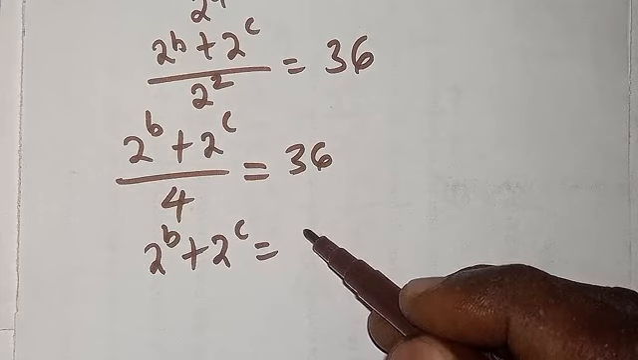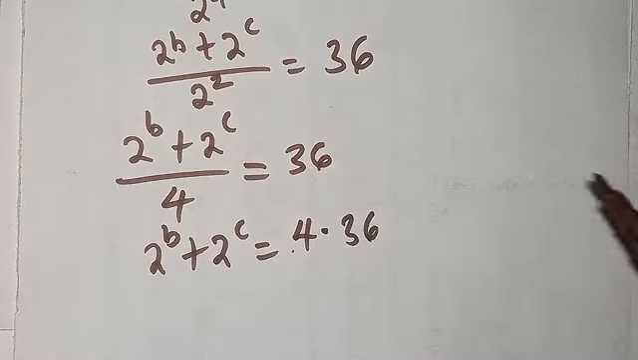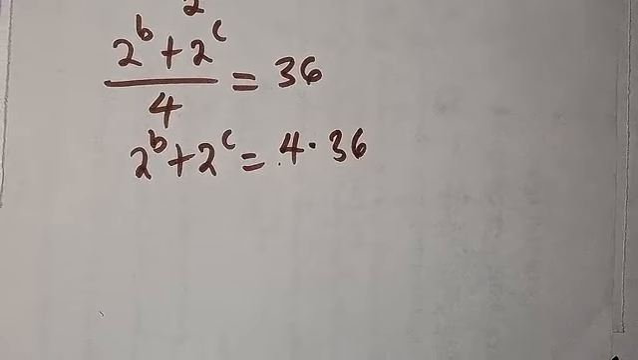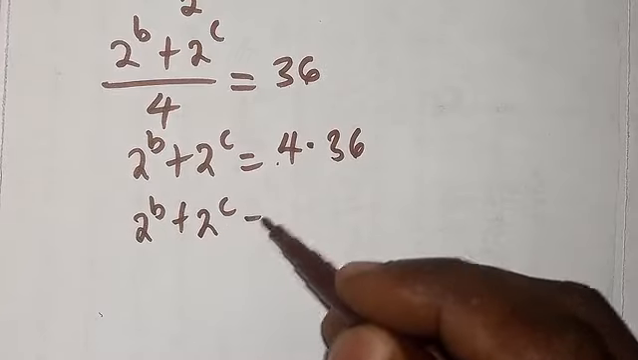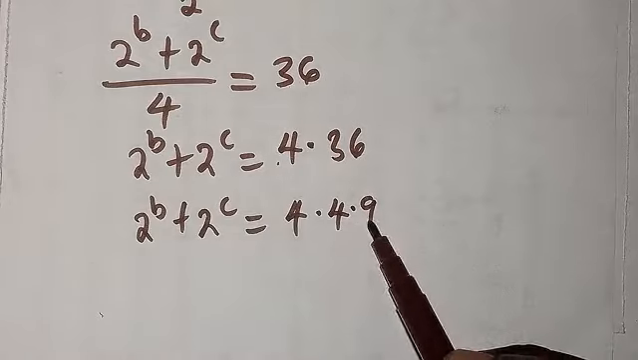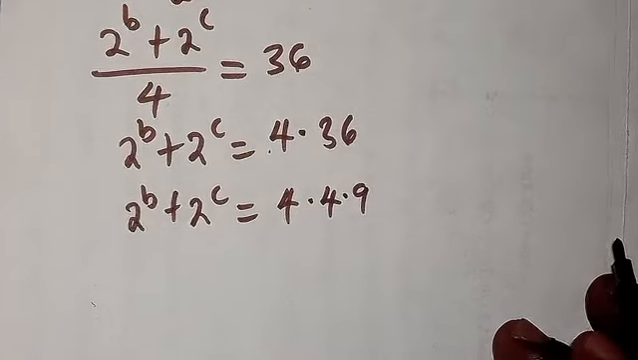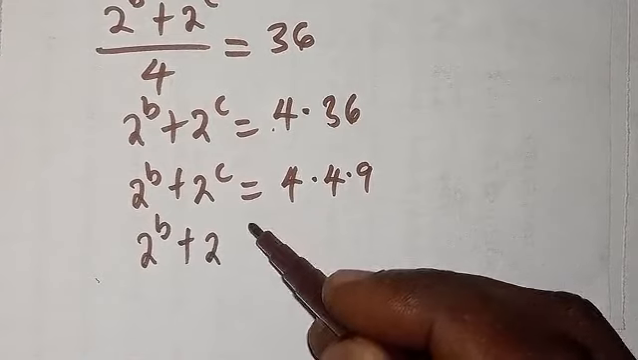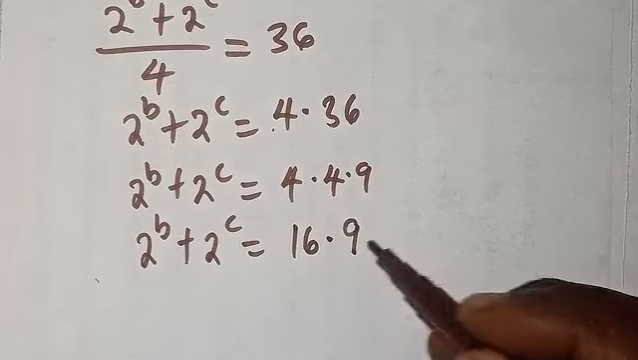That's going to be, so now let me express 4 times 36. So I'm going to express this 36 in even and odd too. So we have 2 to the power b plus 2 to the power c equals 4 times 9. So 4 times 9 will give us what? Will give us 36, right? So now from there, we can see that we have 2 to the power b plus 2 to the power c equals, this times 6 will give us 16, then multiply by 9.